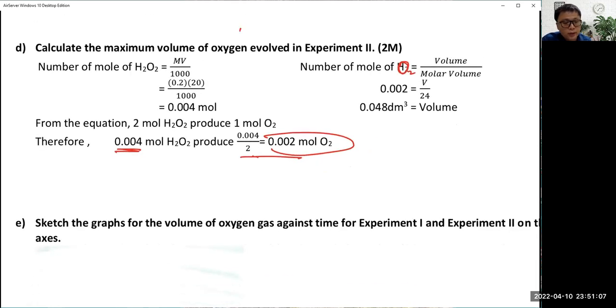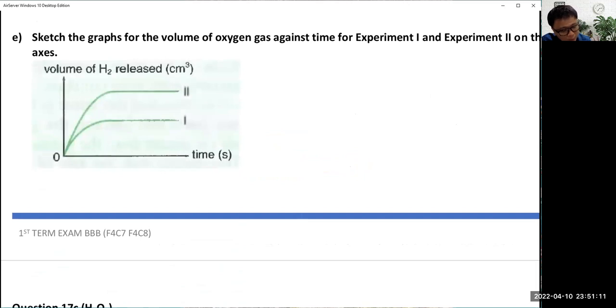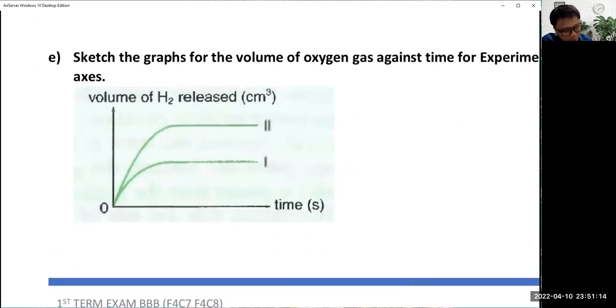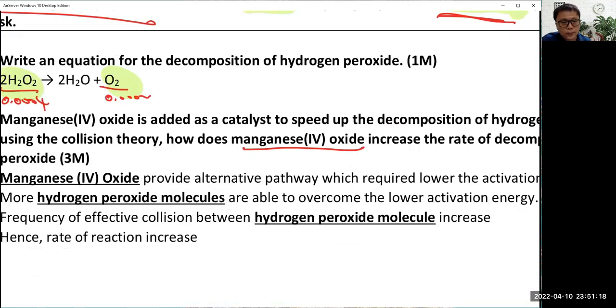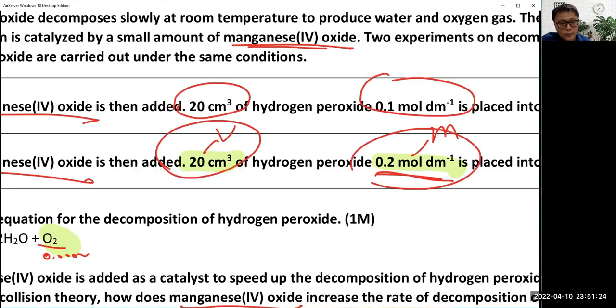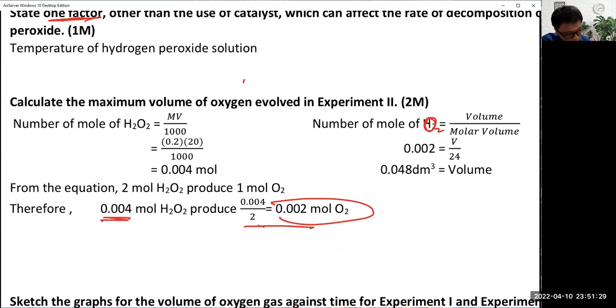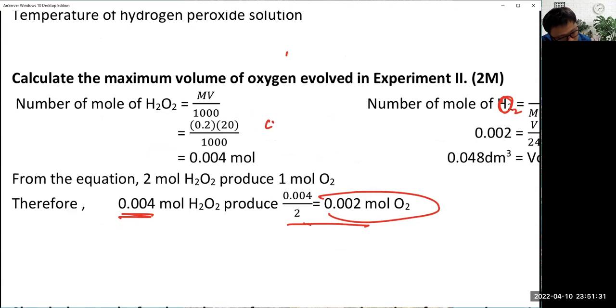Okay, sketch graph for number 1 and number 2. They need you to sketch a graph for number 1 and number 2. Of course, number 2 will be faster, and the height of the graph will be double as well, because the hydrogen peroxide they use is actually double. The number of moles is double. So the first one here is 0.002 mole, then another one is 0.004.